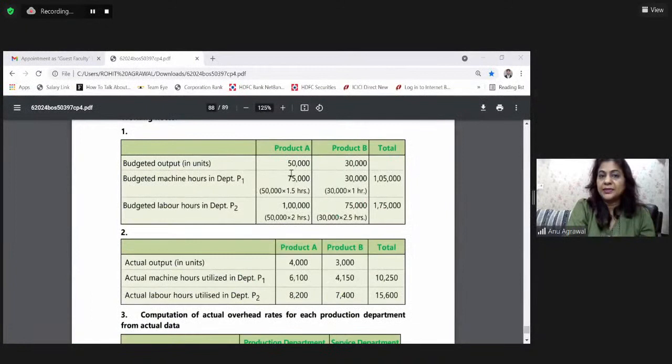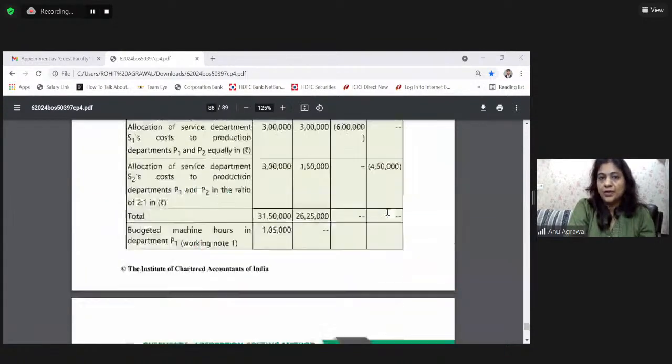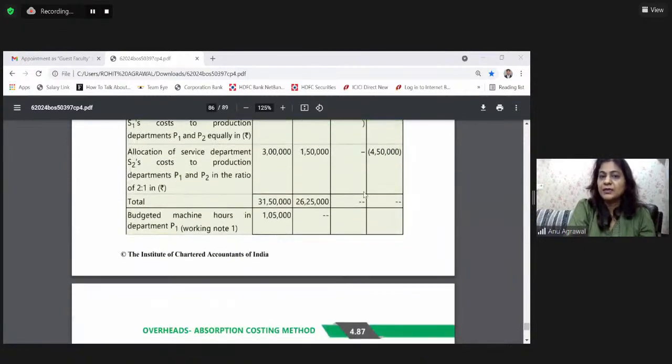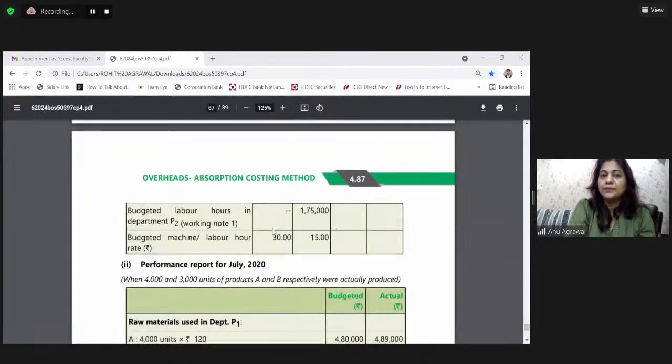Look at it. Budgeted output is 50,000 units for A and 30,000 for B. This is as per machine hours. So they just multiplied it and found out the total machine hours. And B was as per labor hours. They found out the total labor hours, right? So I know in department 1, 1,05,000 machine hours are being spent. For department 2, 1,75,000 labor hours are being spent. And what did ICAI do? They divided it and found out the rate.